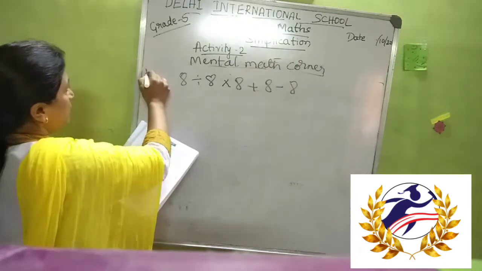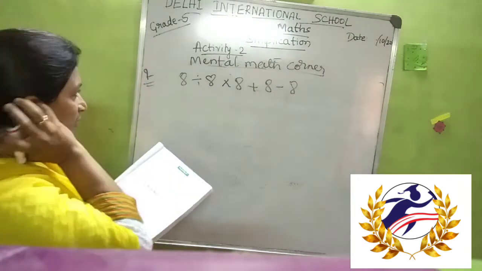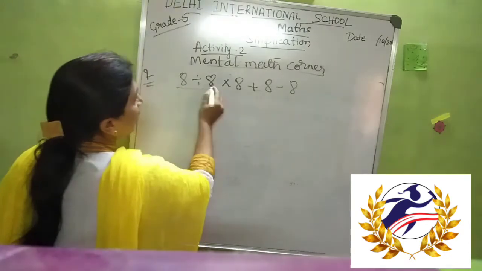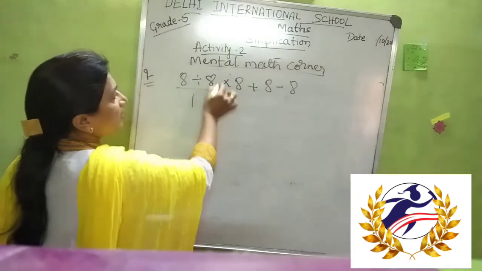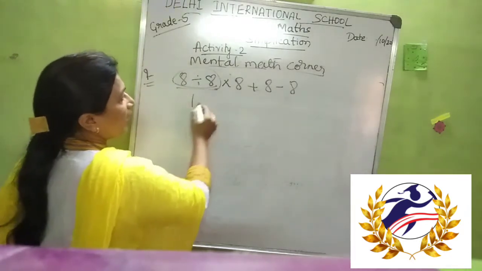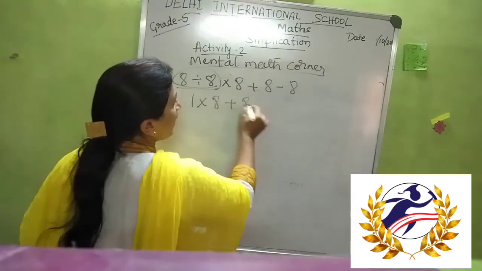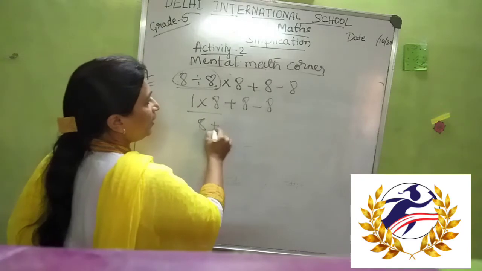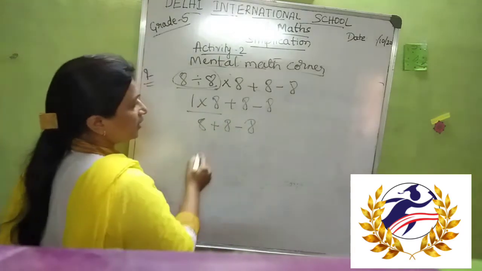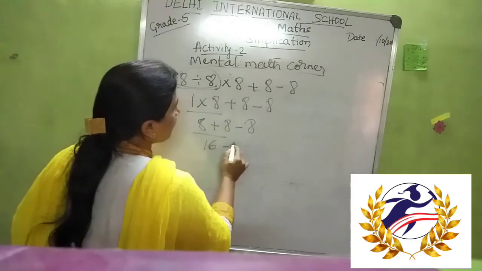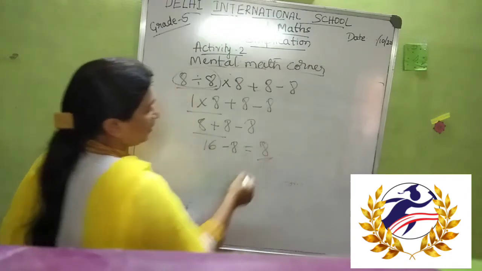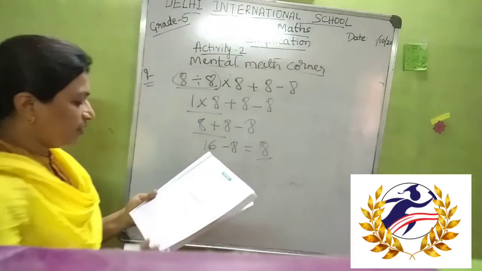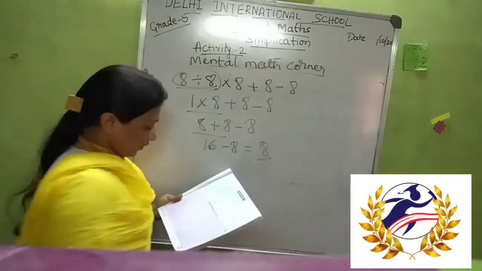Okay, so this is fill in the blanks. Second main, fill in the blanks. Division 8 ones are 8. So instead of 8 divided by 8 I wrote 1 into 8 plus 8 minus 8. Into 8 is nothing but 8 ones are 8 only. So 8 minus 8 I will write here. 8 plus 8 is 16, minus 8 is 8 again. So the answer is 8 for this.